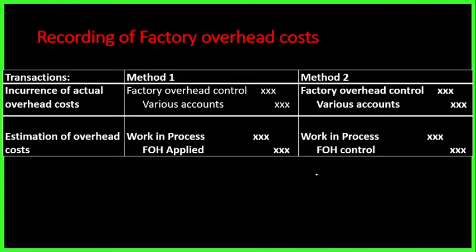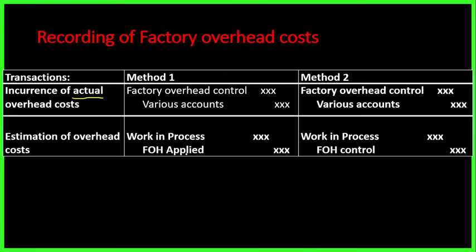How do we record factory overhead costs? We'll have some examples later, but let's just have a quick overview. There are two methods, method 1 and method 2. They have the same journal entry to record your actual overhead cost. That will be to debit factory overhead control, our standard, and credit the various accounts pertaining to your factory overhead, like accumulated depreciation, insurance payable, salaries payable, or taxes, and so on and so forth.